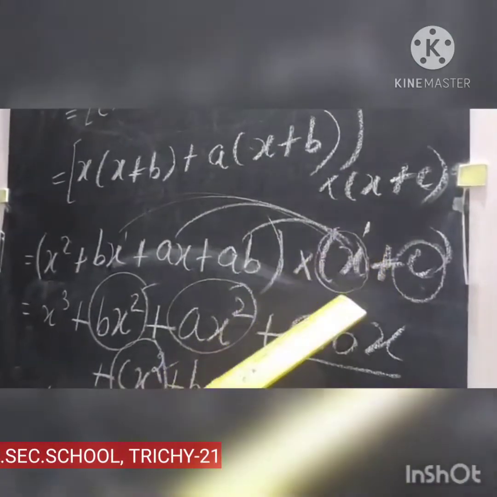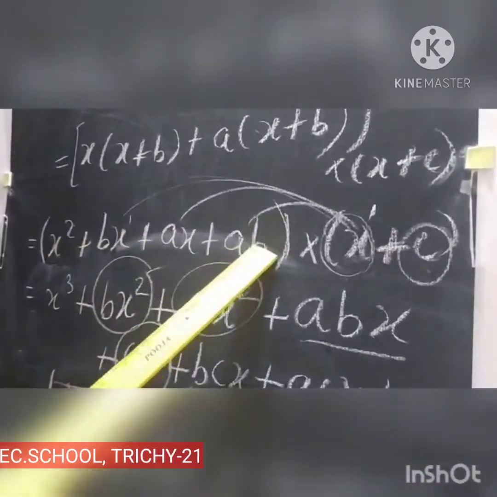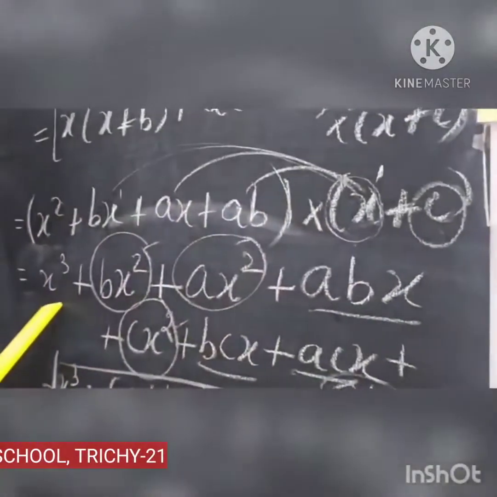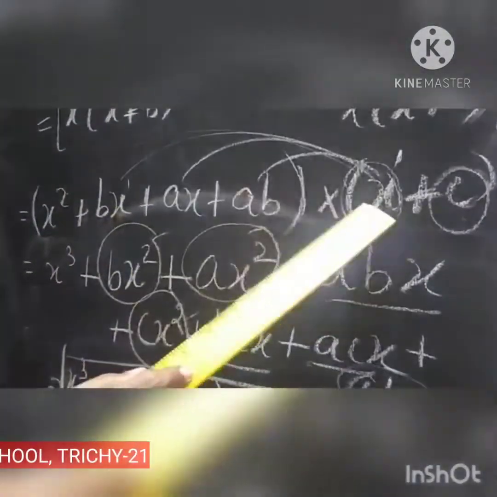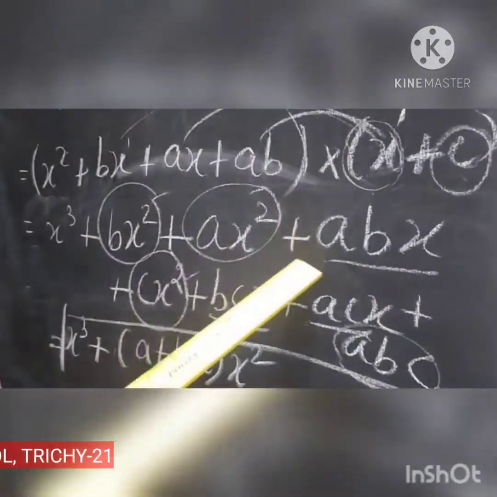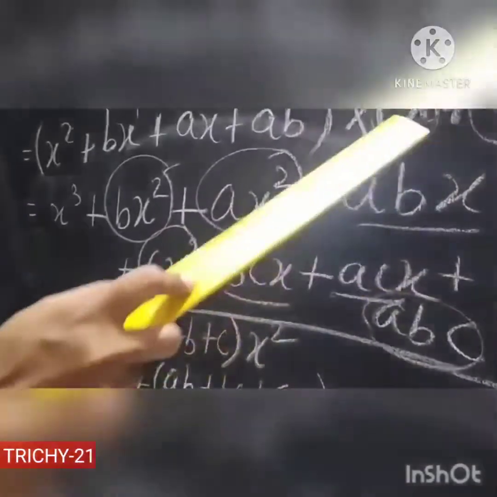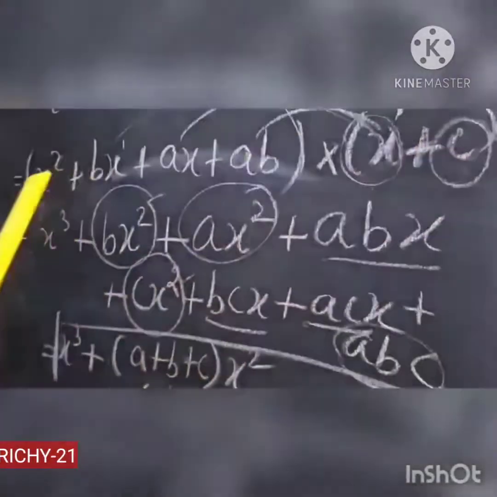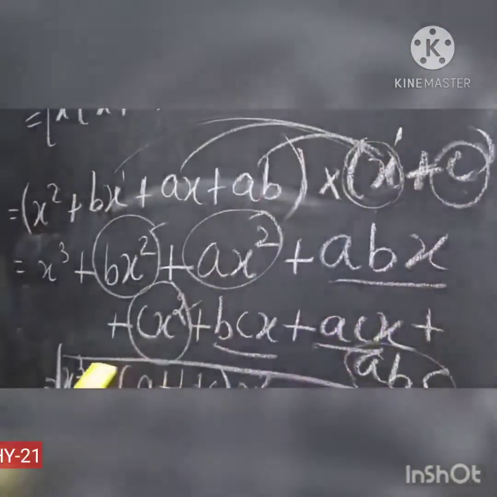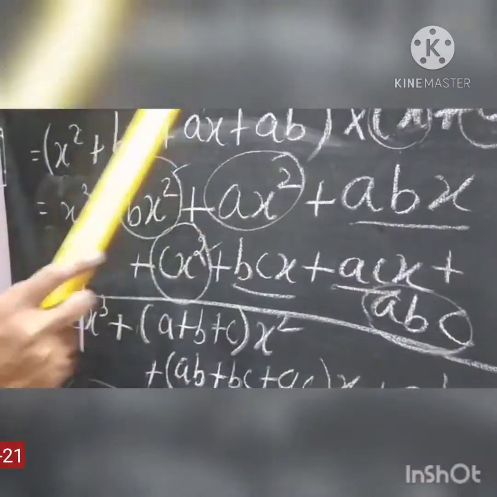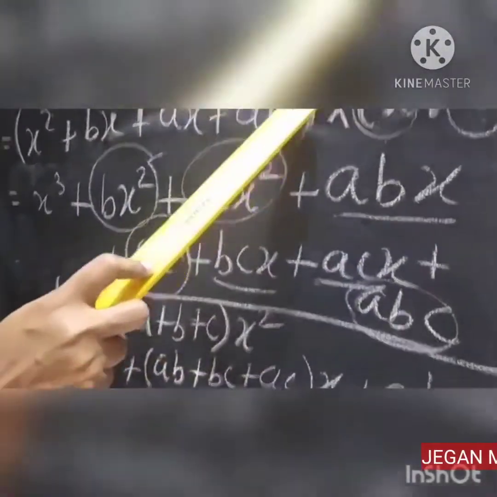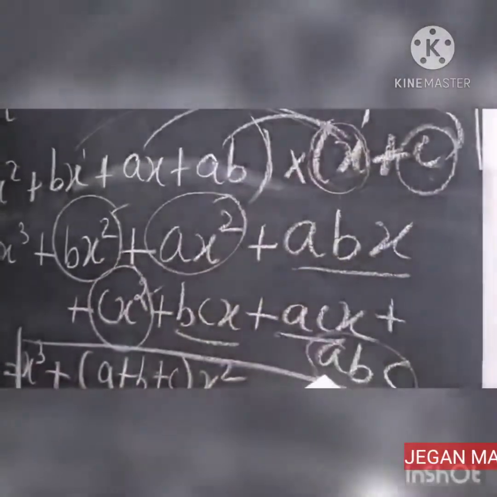First term is x, so you multiply these 4 terms by x. So x cube, x squared into x power 1, x cube, plus bx into x, bx squared, plus ax into x, ax squared, plus ab into x, abx. Now second one c: again you multiply these 4 terms by c. x squared into c, cx squared, plus bx into c, bcx, plus ax into c, acx. Last one ab into c, abc.